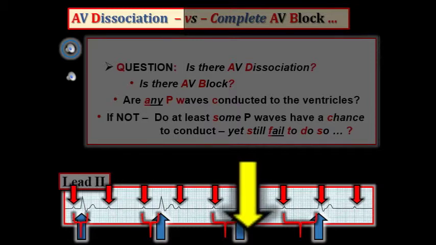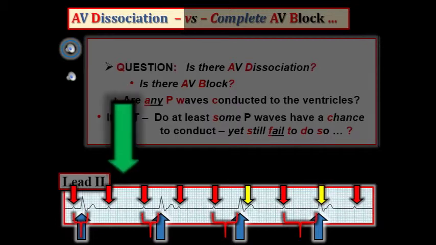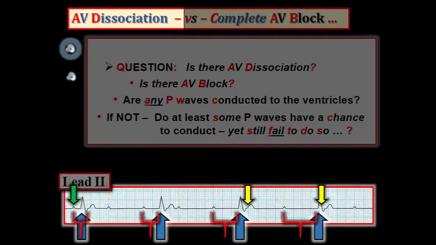We would not expect some of the P waves on this tracing to conduct, because they either occurred during the refractory period, yellow arrows, or precede the QRS with a fairly short PR interval that might not give the atria adequate time to transmit the sinus impulse to the AV node, green arrow. But most of the P waves on this tracing should conduct, red arrows, because they occur at a point in the cardiac cycle that clearly should allow adequate time for conduction.